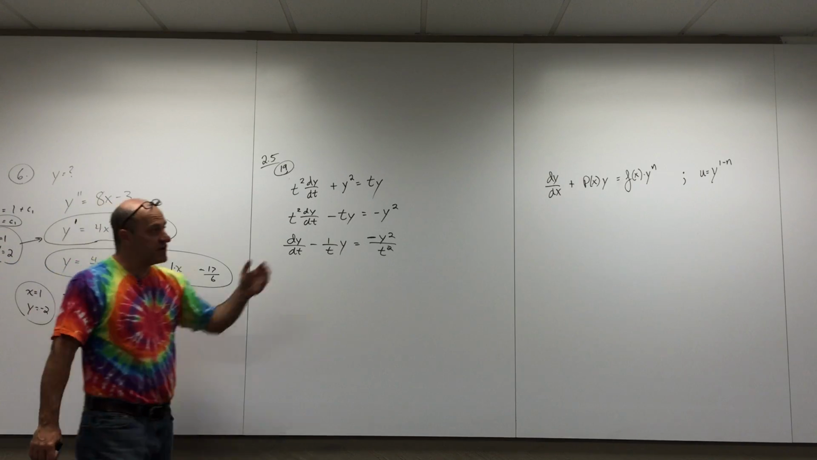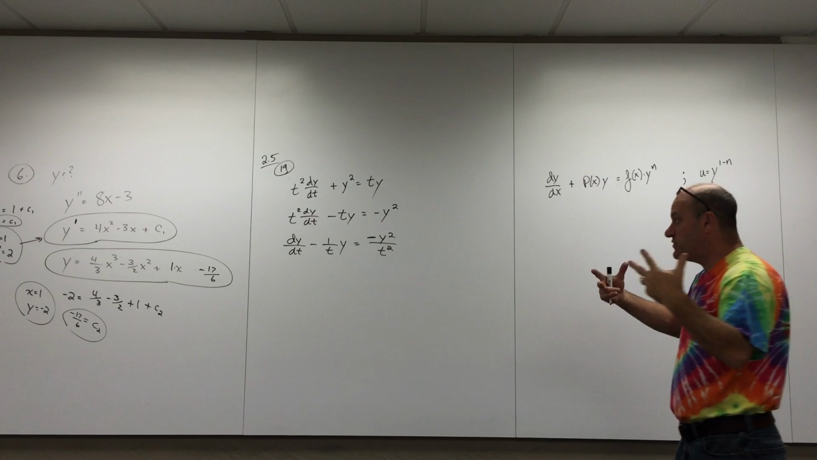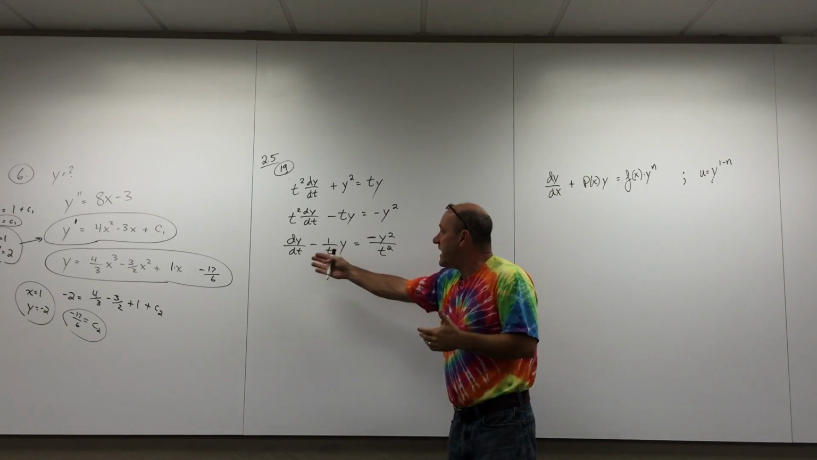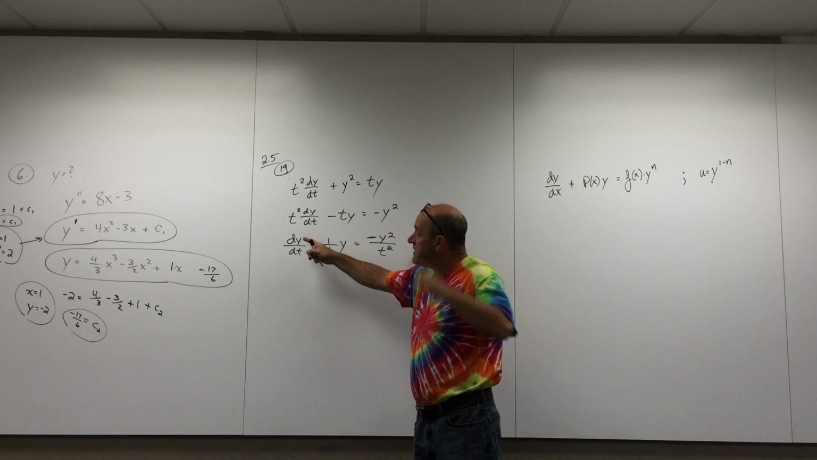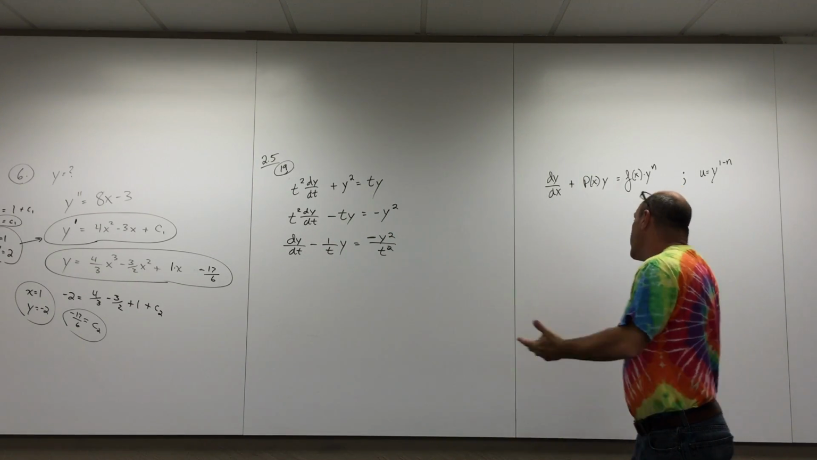At this 2.5, number 19 is a Bernoulli problem. It looks like this: t squared dy/dt plus y squared equals ty. That's what mine looks like anyway.